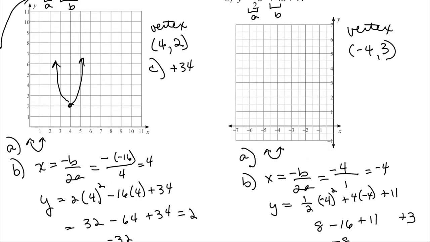What about your y-intercept? That is your constant, and it's going to be 11. Negative 4 over 1, 2, 3 up. That's your vertex, and this parabola has to be shaped like this. Okay, so we're going to do 2 more together.